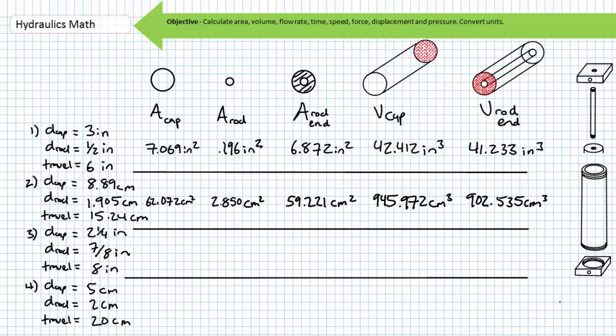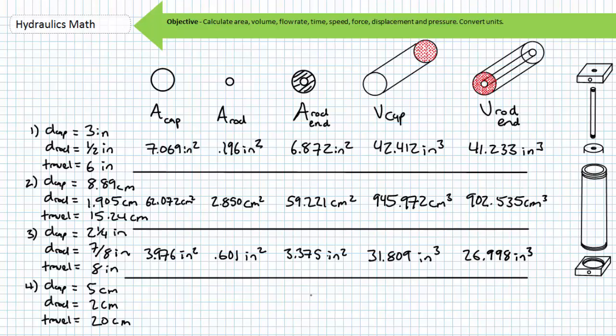The volume of the cap end at full extension is 945.972 centimeters cubed. The volume of the rod end at full retraction is equal to the volume of the cap end minus the volume of the rod, or the area of the rod end times the travel length. Either way, this presents a volume of 902.535 centimeters cubed.